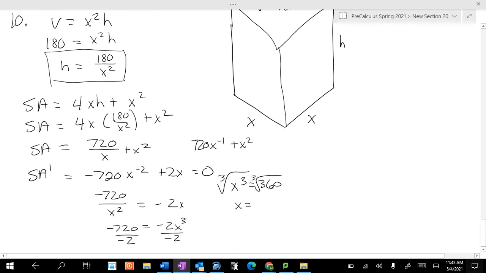It's like 7 point something, right? 7.11. Sounds good to me. So x equals 7.11. How would I figure out what h is? Put 7.11 into the 1/8, the volume one. Put it into this one, the height function one.